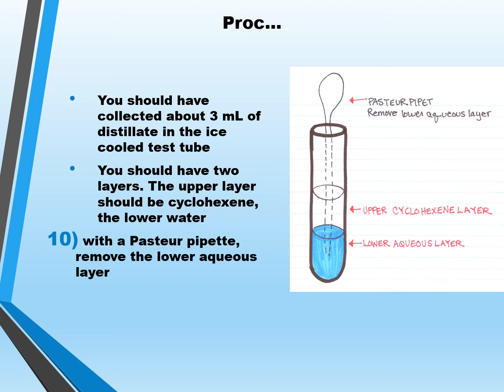And so in this distillate you should find about 3 milliliters, and the distillate should be in 2 layers. Why? Because if you remember the reaction, we do not have only cyclohexene, but also water as a byproduct. And because cyclohexene and water are liquids of different polarity, you'll see these 2 layers. Then, using a Pasteur pipette, plastic or glass, you can remove this aqueous bottom layer from the test tube.